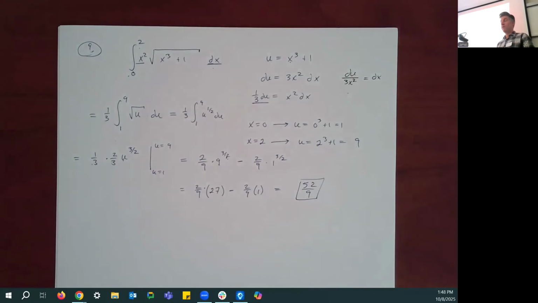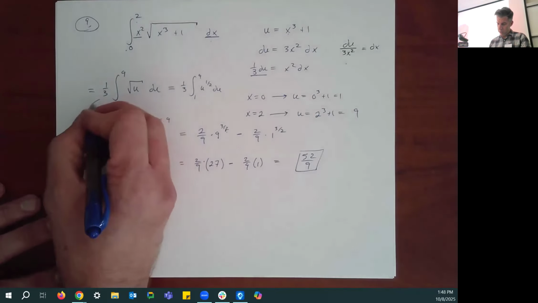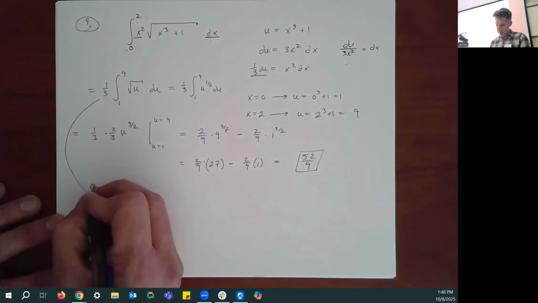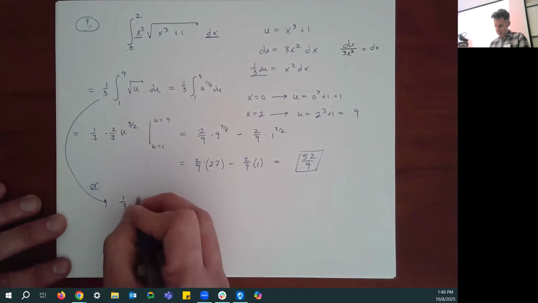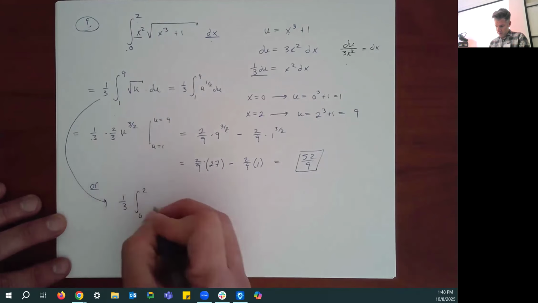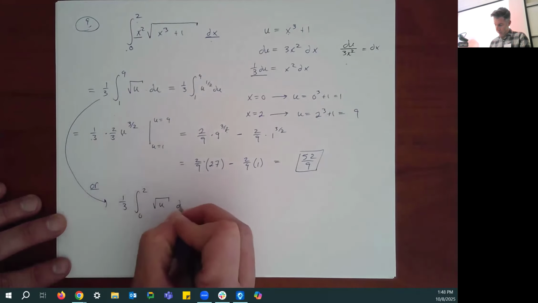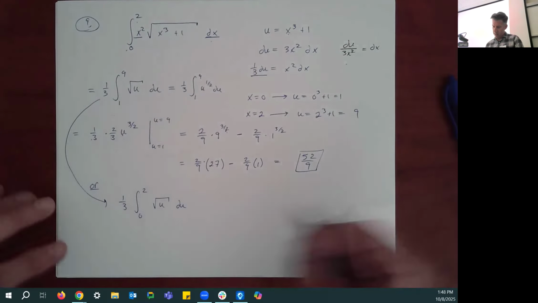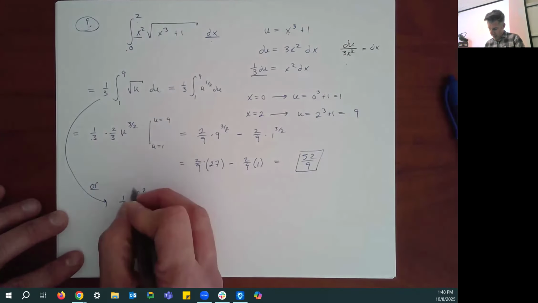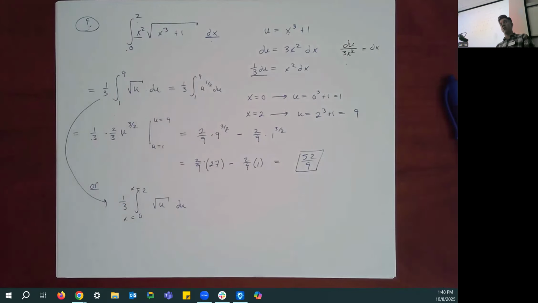Alternatively, if you do not want to change your limits of integration, from this juncture here, you can say, well, I'm just going to leave them alone. But here's the deal. If you write this, some people might dock you some points for that. Because technically that's wrong, right? U isn't going from 0 to 2, X is. So what I would do if I was trying to do it this way is write X equals 0 to X equals 2, so that the person grading your work still knows that you know that those are X values, not U values.